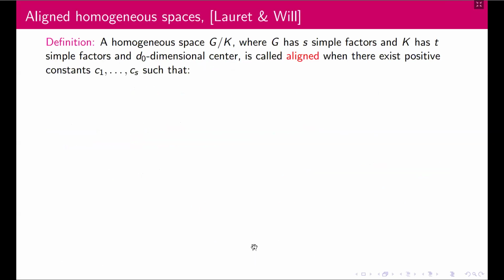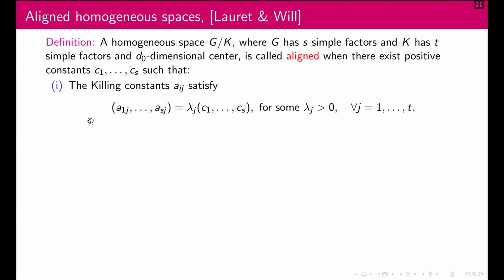So an aligned homogeneous space is a homogeneous space as before, G over K, where G has S simple factors and K has T simple factors with a center. It's going to be called aligned when there exist positive constants, one for each factor of G, such that they satisfy this condition, this alignment property with the Killing constants I defined before. Here we have a lambda j for each simple factor of K, and an aligned homogeneous space satisfies this equality.